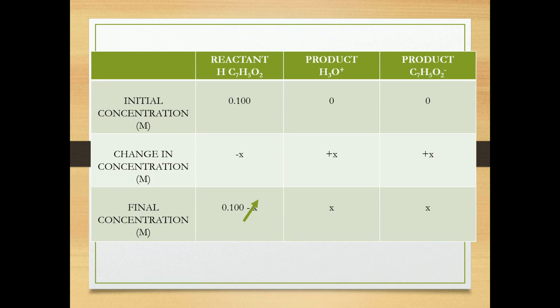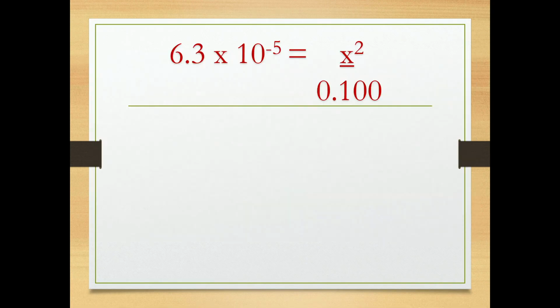Now this only works if I've got an initial concentration that's large enough. If I had used 0.01 acid, I couldn't drop the X, because then I would only be off by a factor of 160, not 1600. So I need the initial concentration to be quite a bit larger than the K, and then I can just drop that minus X. So now 6.3 times 10 to the minus 5 simply becomes x squared over 0.1.